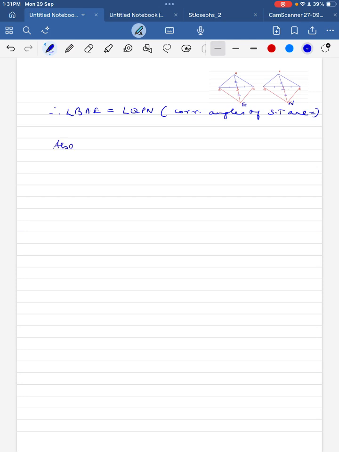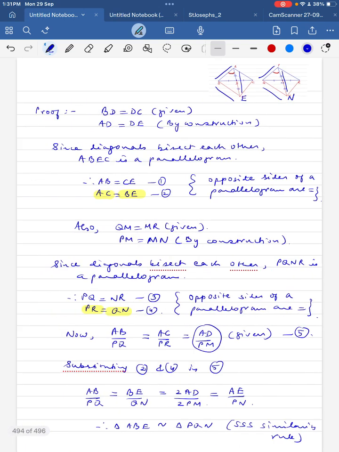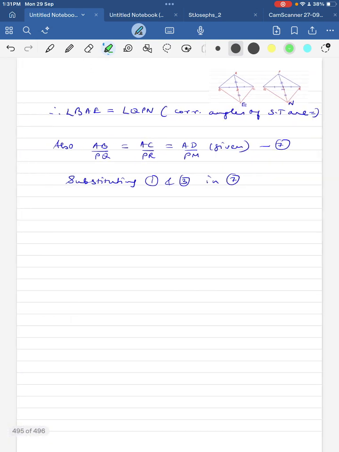Okay, now let's start off again with what is given. AB by PQ is equal to AC by PR is equal to AD by PM. That's given. Let me mark that as my seventh equation, and this time I'm substituting 1 and 3 in 7. Now what was 1? 1 was AB equal to CE and PQ equal to NR. That's the third equation. So these I'll substitute in equation 7.